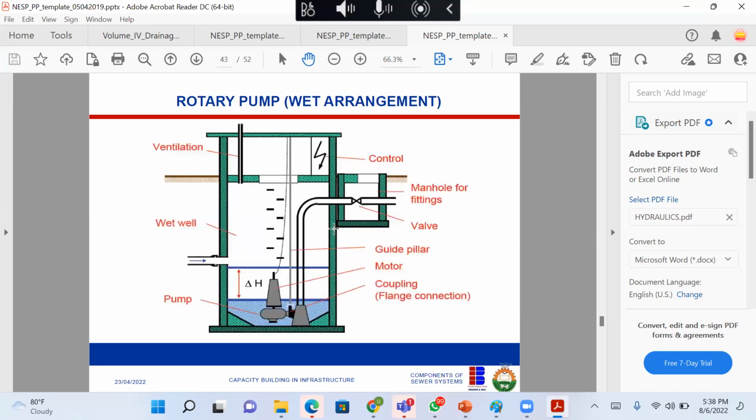Then this is the technology, right? So you put the pump here, and then you pump it from here where you have the valve. This is your manhole fittings or inspection chamber. You have the guide pillar to guide the wastewater. You have the motor at the center. Then you have some coupling, so you can attach it to the exit pipe. Then this is the wet well full of water, and this is the pump. Then you have a small ventilation to the surface to take care of the odor and to treat it gradually.